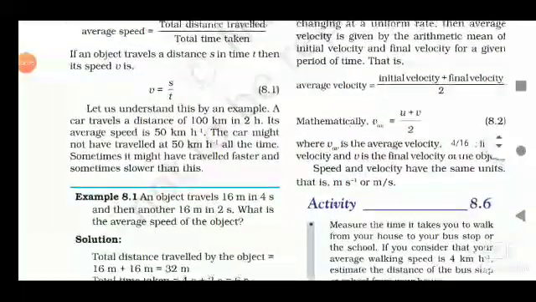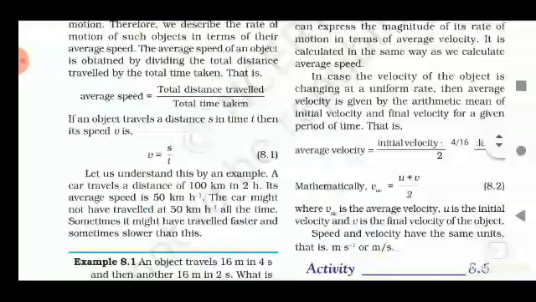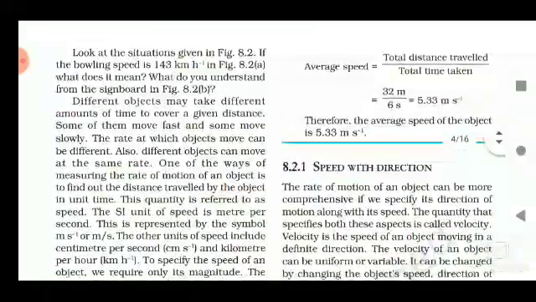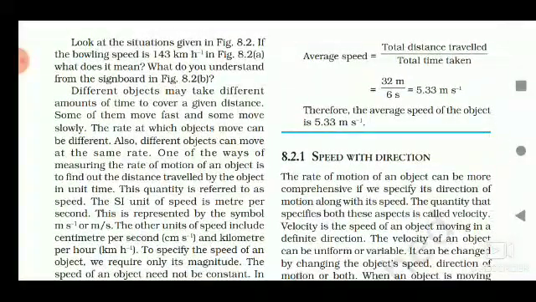Now, here is an example which will make it easier to understand. Suppose an object travels 16 meters in 4 seconds, then another 16 meters in 2 seconds. So, what is the average speed? Here we will calculate the total distance, that is 16 plus 16 is equal to 32. Then total time, that is 4 seconds plus 2 seconds, that is 6 seconds. So, 32 by 6 is the average speed in meter per second. So it is about 5.33 meter per second.